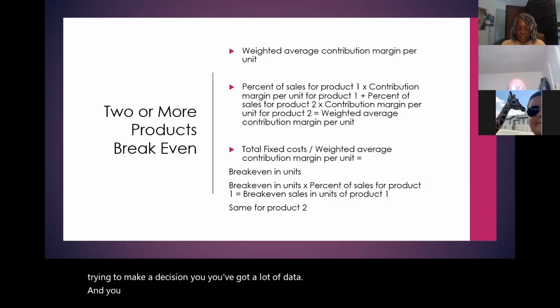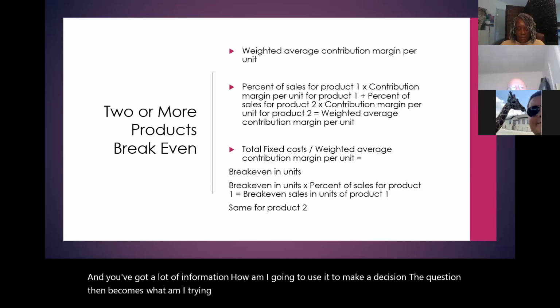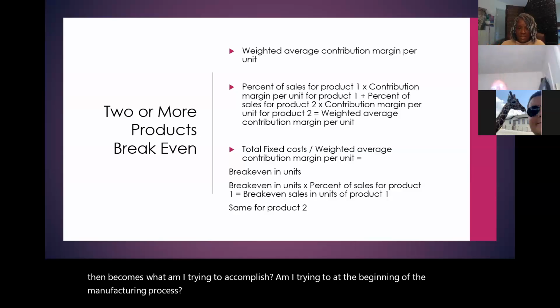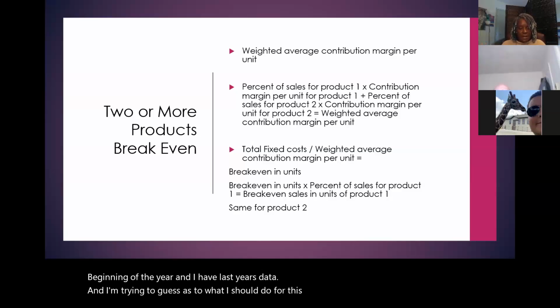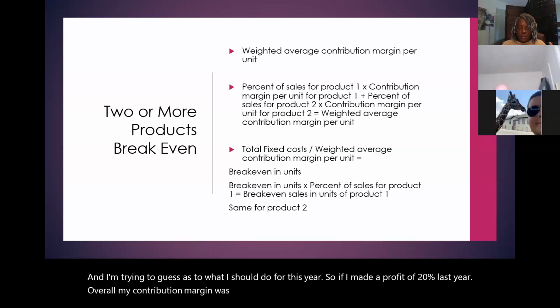How am I going to use it to make a decision? The question then becomes, what am I trying to accomplish? Am I at the beginning of the manufacturing process, beginning of the year? And I have last year's data and I'm trying to guess as to what I should do for this year. So if I made a profit of 20% last year, overall, my contribution margin was 0.20.